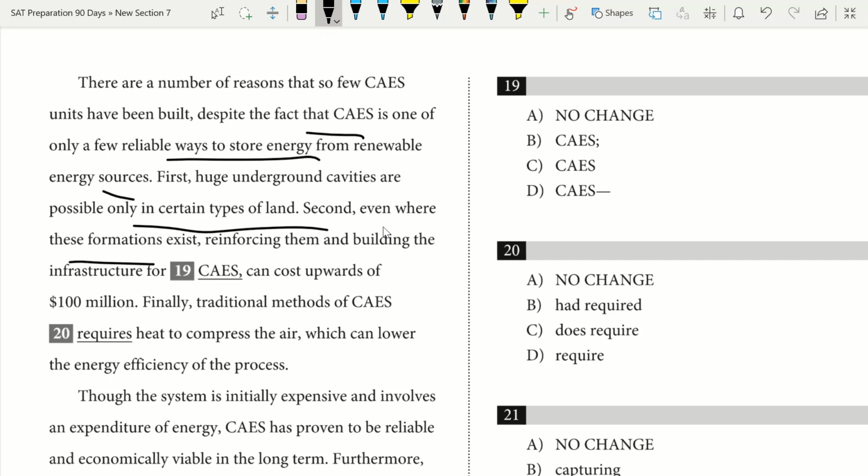"Second, where these formations exist, reinforcing them and building infrastructure for CAES can cost" — I don't want any punctuation in there at all. I want to just say building the infrastructure for CAES can cost upwards of 100 million. Okay, anything that I put in between there is going to be wrong because I'm just splitting up a subject, CAES, from its adverb, can, or its verb, adverb, verb. Either way, I'm splitting up something that shouldn't be split up. So I don't want to do that, so I'm not going to want any punctuation between those two, right?